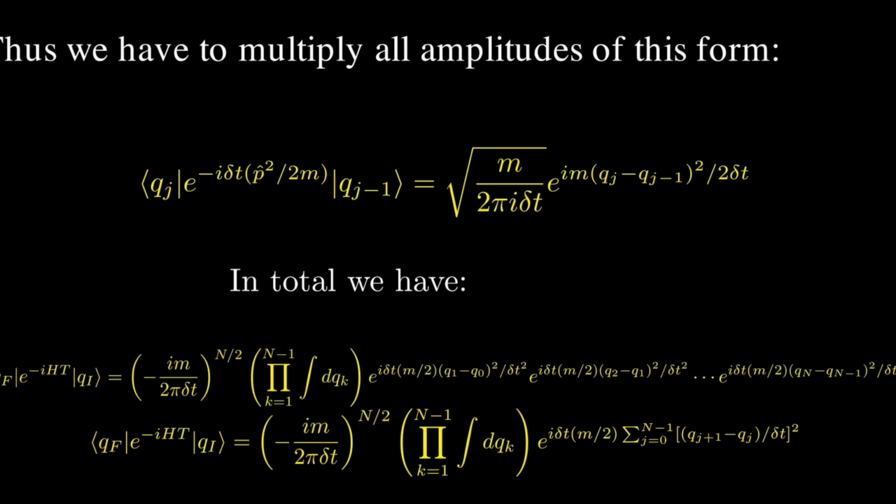We have a product of integral symbols, and an exponential function where the exponent is a sum of qj plus 1 minus qj, all over delta t squared. Remember, this is only a discretization of the path. This is not the limit where we get exactly the curve that we are integrating. But you can already sense that in the exponent we have qj plus 1 minus qj over delta t. When we take the continuum limit, we end up with just a normal time derivative of the position.